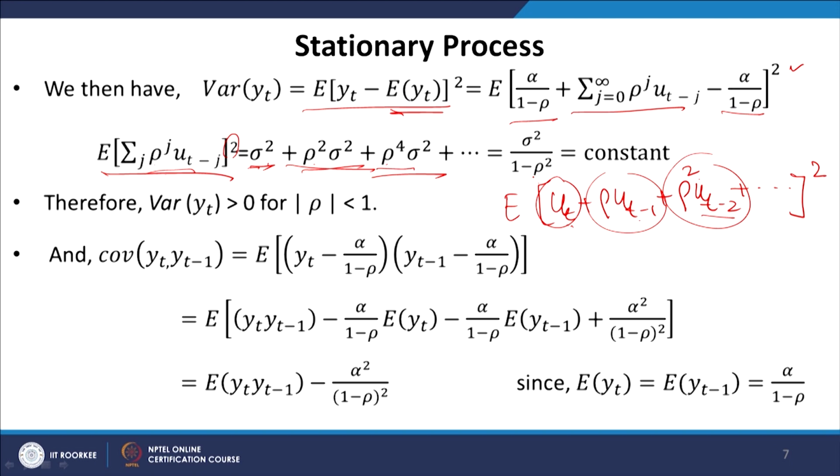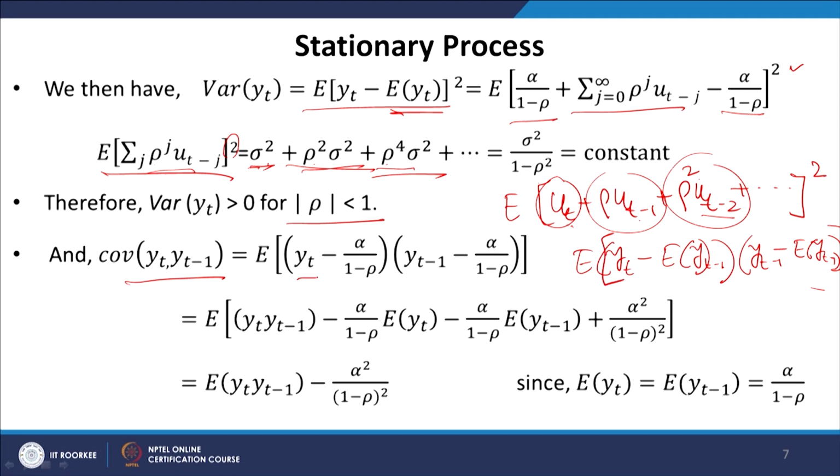That is ensured by the fact that mod value of rho is less than 1, and that is why this is an important condition other than ensuring stability. Now, considering the covariance between yt and yt minus 1, how do we write it? This is actually the expected value of yt minus expected value of yt, times yt minus 1 minus expected value of yt minus 1, right.